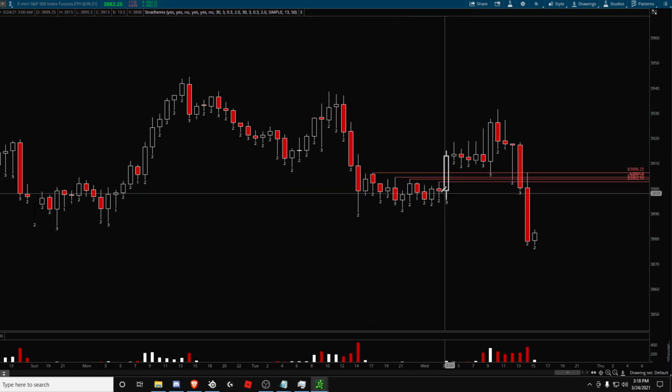And all the people short in here are going to have their stops up here. So now we rip all the way back through. And you can see how we have this huge candle.